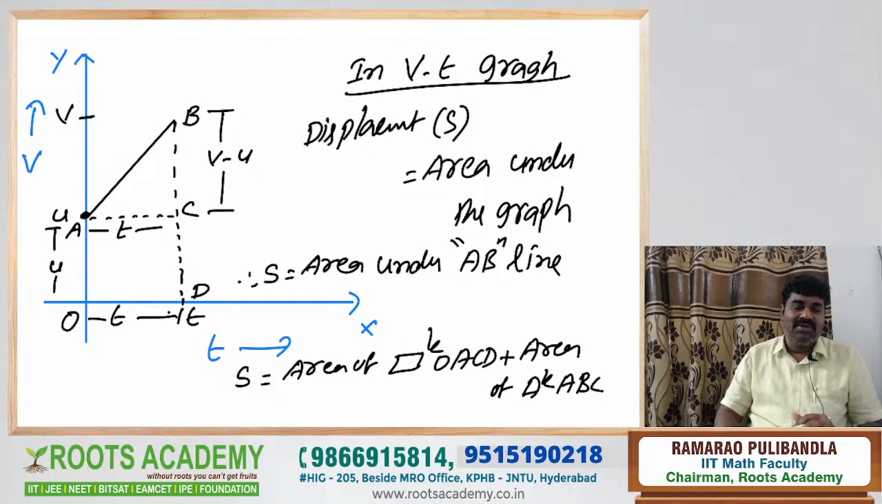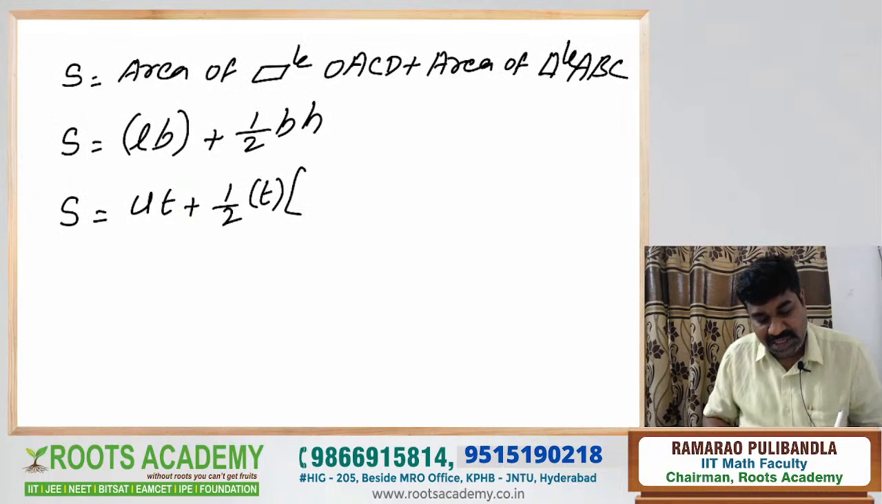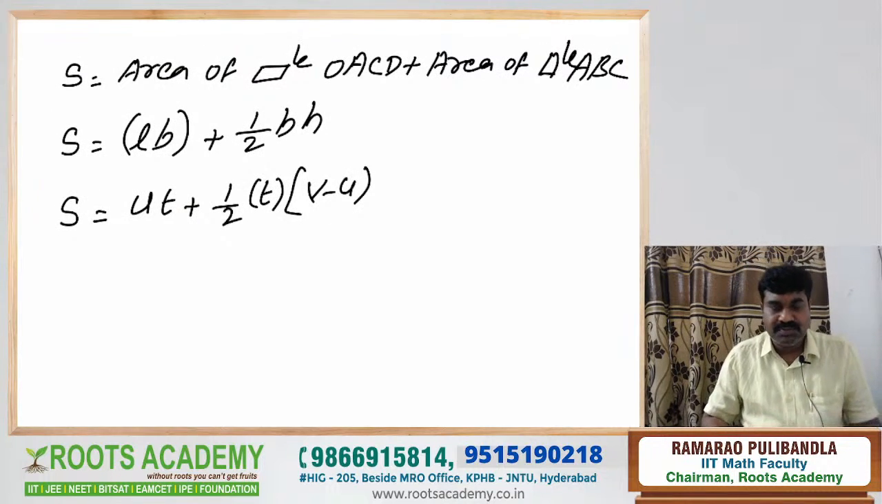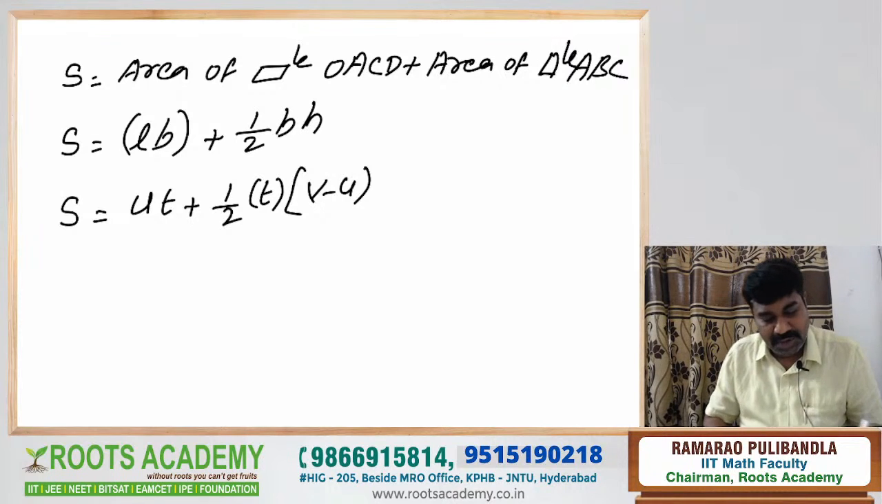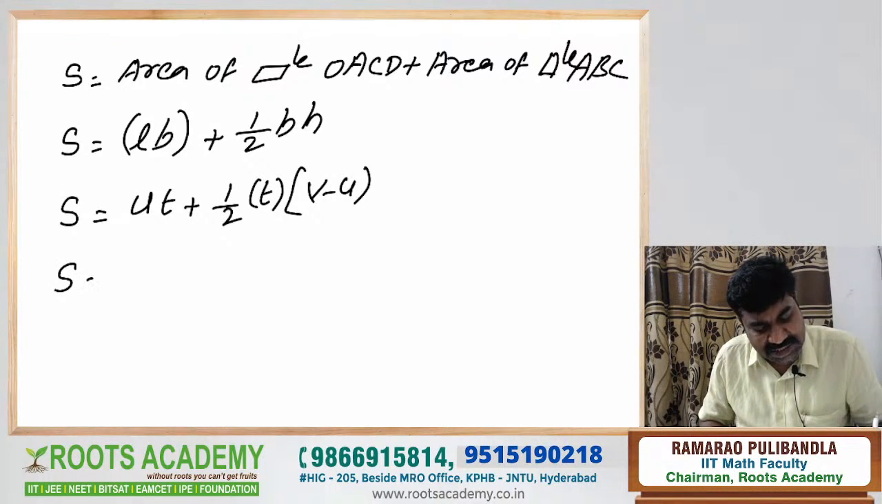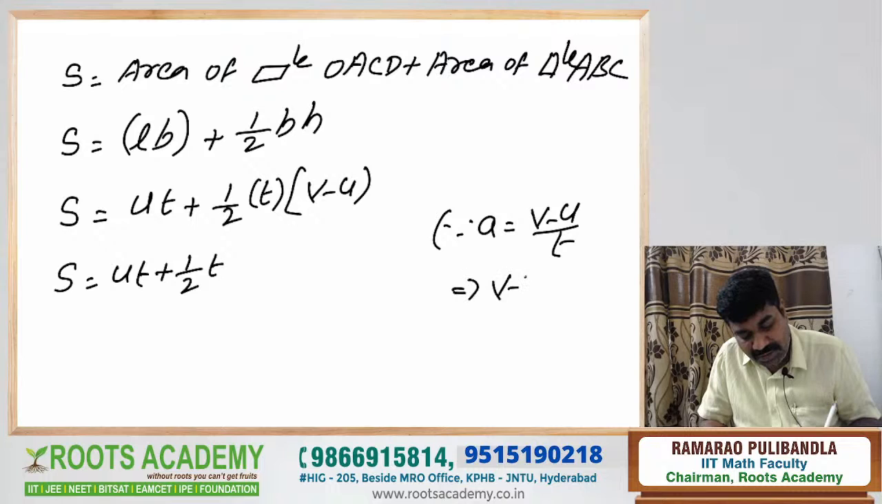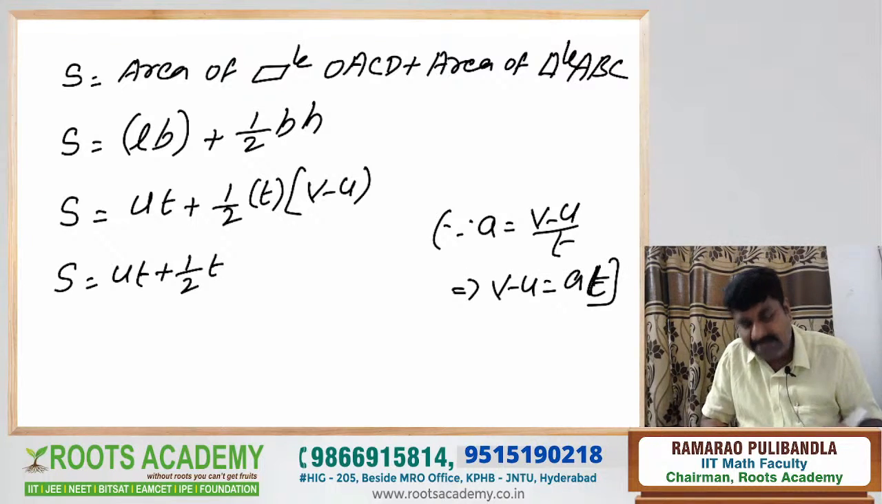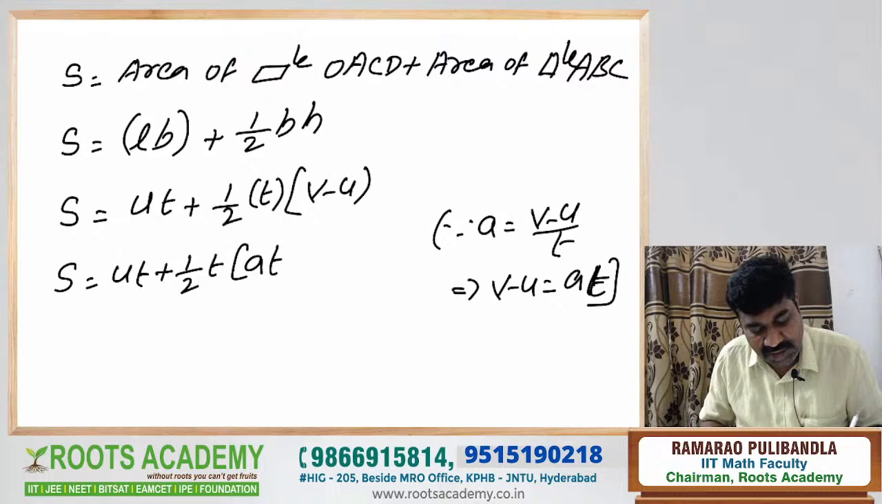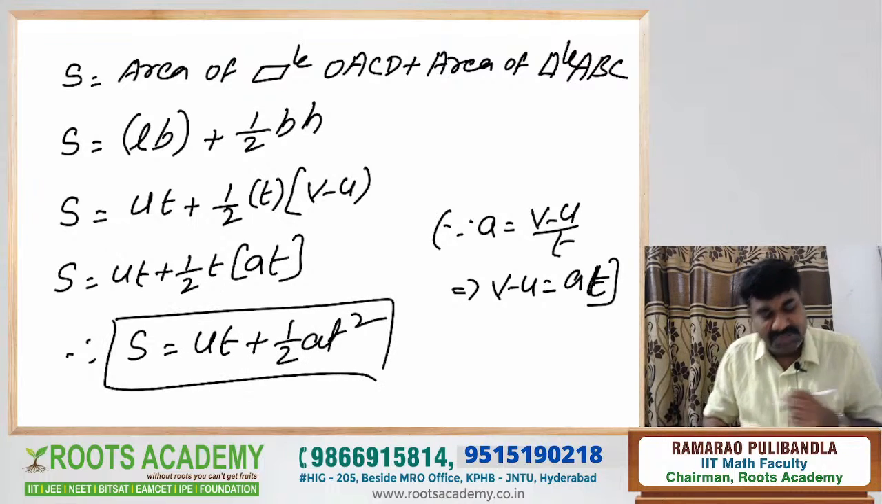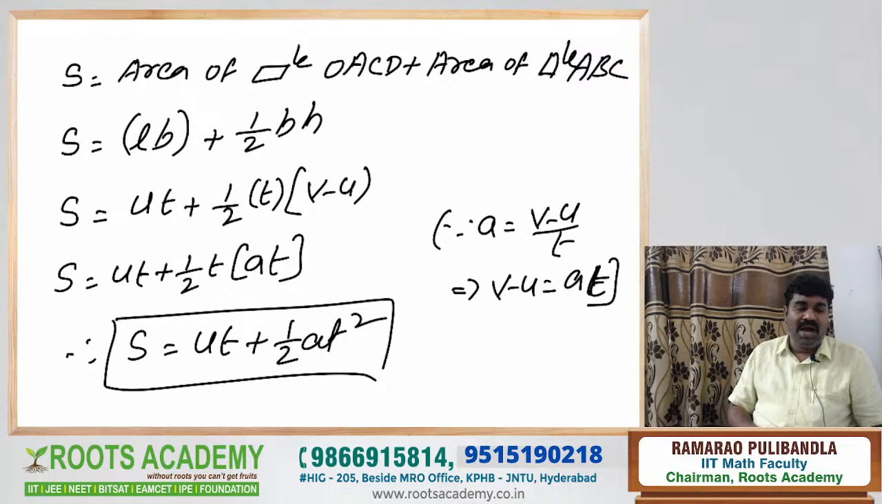Height is what value? V minus u. That is nothing but the acceleration term. So S is equal to ut plus half into t into (v minus u). Since acceleration a is equal to (v minus u) by t, that implies v minus u is taken as at. Therefore S is equal to ut plus half at square. Displacement is ut plus half at square.